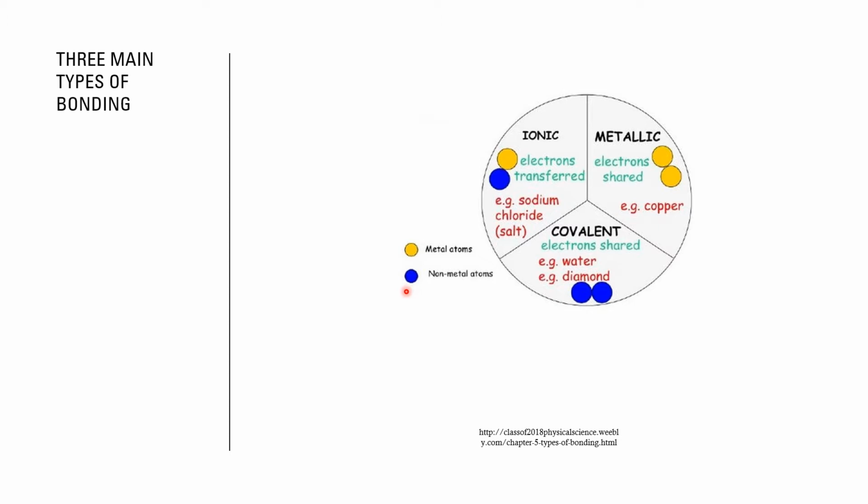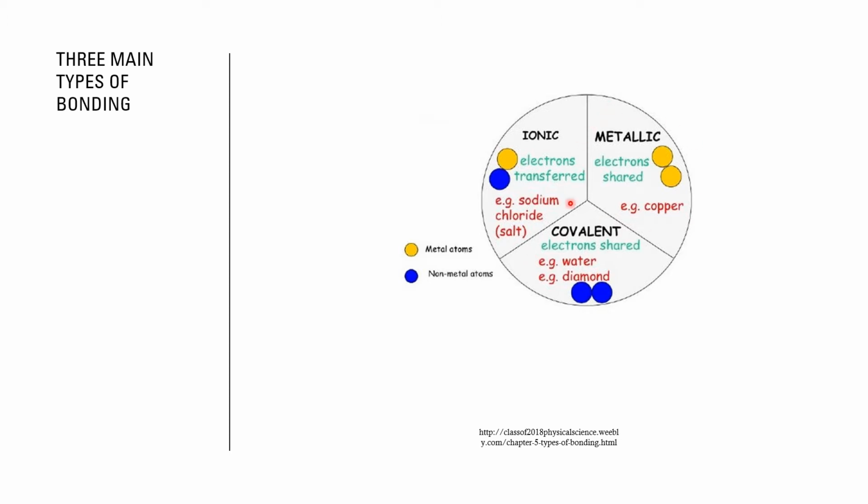So first off, there are three main types of bonding. Mostly we look at ionic and covalent, but metallic does exist as well. But first off, ionic: those bonds generally are formed between a metal and a non-metal atom. In this instance, electrons are transferred, so one is given to the other. In a covalent bond, we have generally two non-metal atoms bonding together. In this instance, what's happening though is that the electrons are being shared between the two atoms rather than the electrons being completely transferred from one to another.